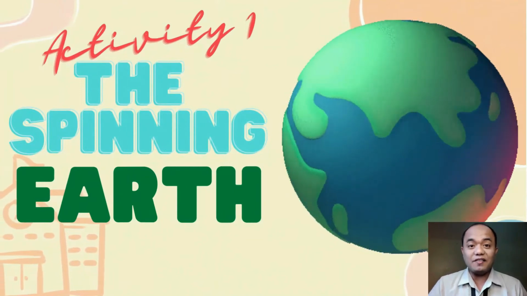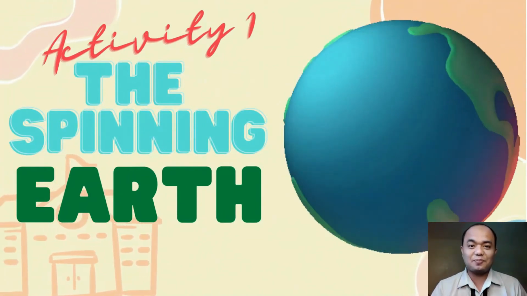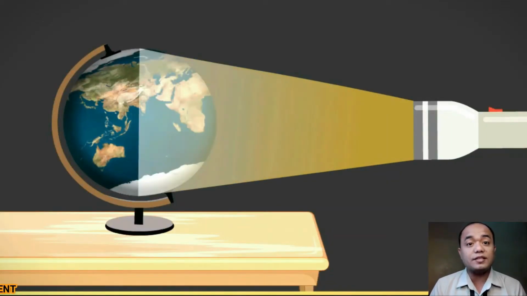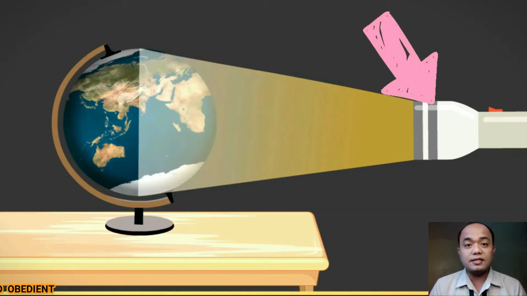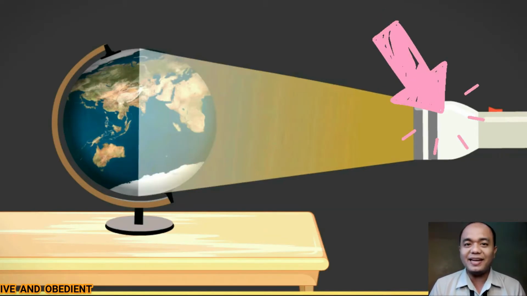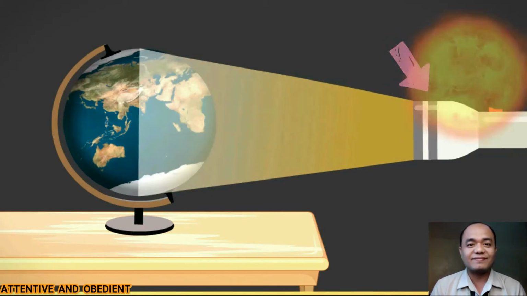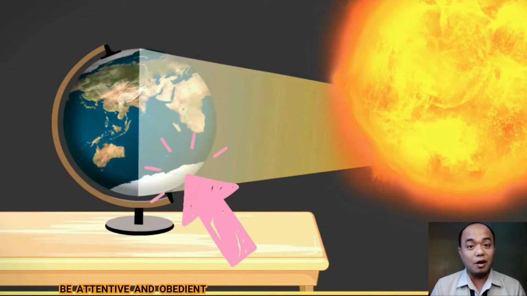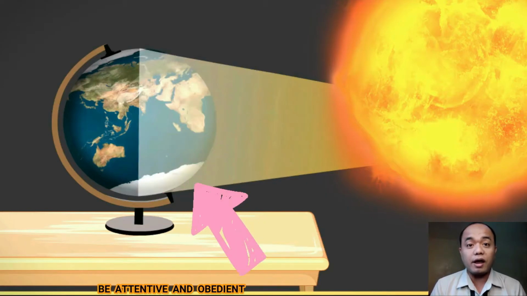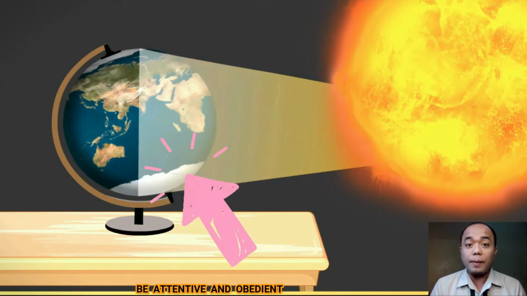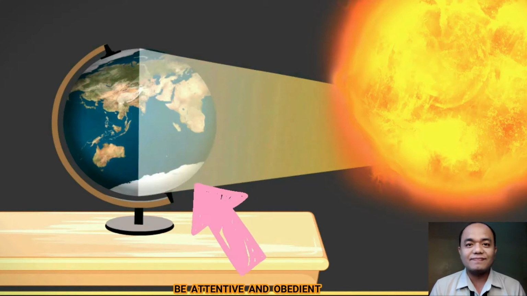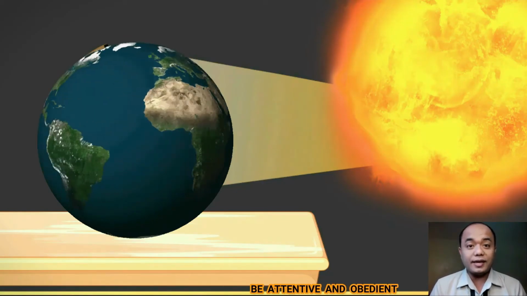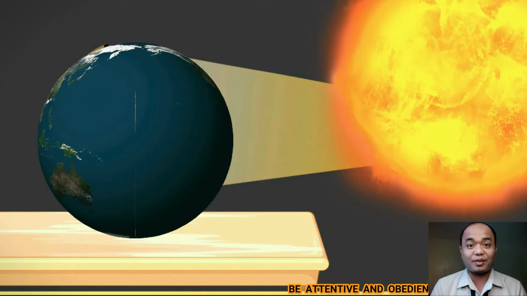Let's discuss now your activity number 1, entitled The Spinning Earth. This is our activity 1, right? And we performed this earlier. Now, what does this flashlight represent? Anybody? Very good. The flashlight represents the sun. And how about the globe? Or if you are using the ball there at home, then what does the ball represent? Very good. The ball or the globe represents our very own planet Earth.